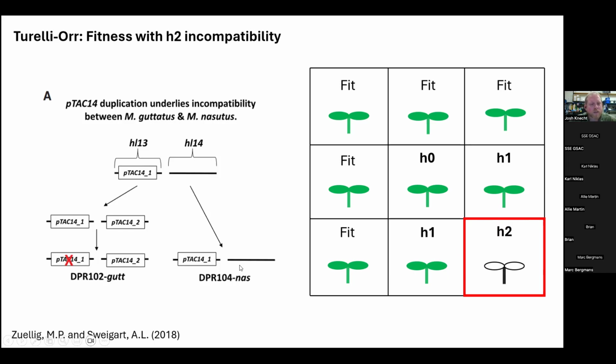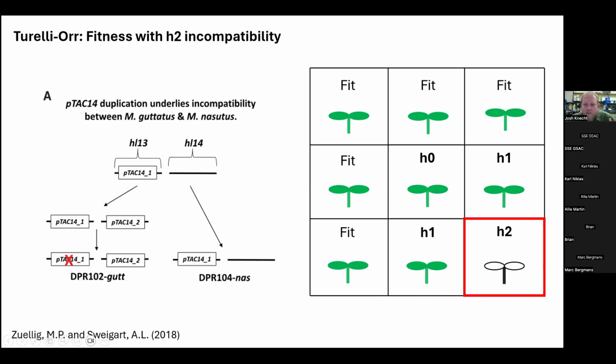So what happens is when you have a hybrid that is homozygous for the non-functional allele at the first locus and then has the nasutus allele at the other locus, you get these seedlings that completely lack chlorophyll and die. So this is a really strong incompatibility. If a seedling has this genotype, it's completely inviable.